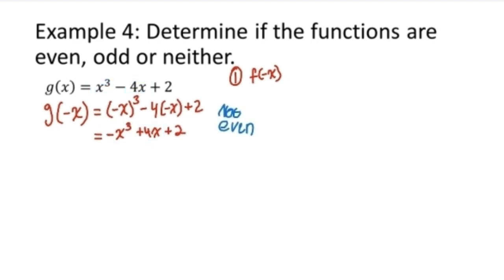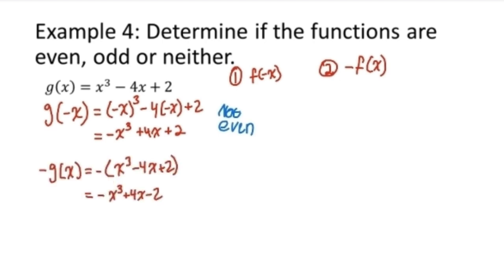From there, I need to test to see if my function is odd. The way we're going to test for odd is now we're going to find negative g of x, meaning I'm going to multiply my original function by -1. When I distribute in the -1, we get negative x cubed plus 4x minus 2.